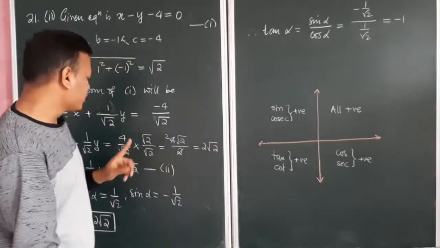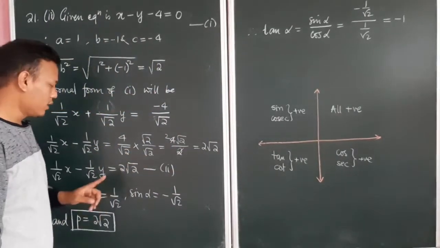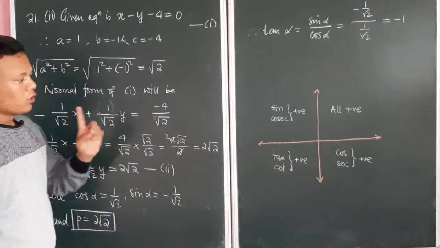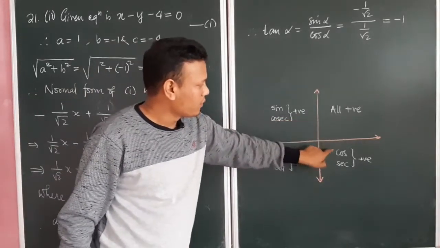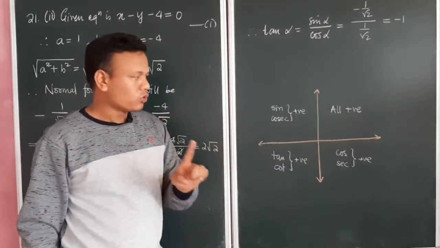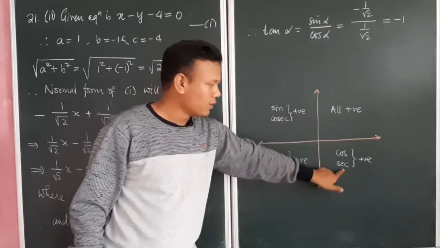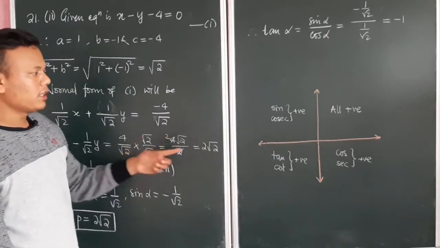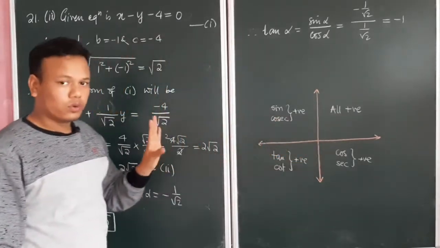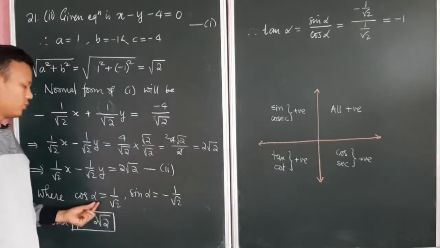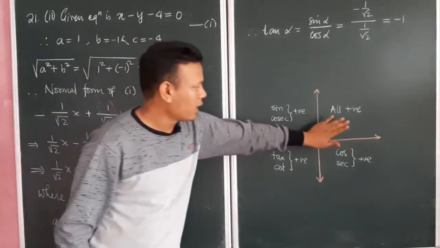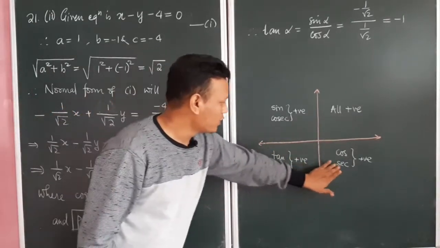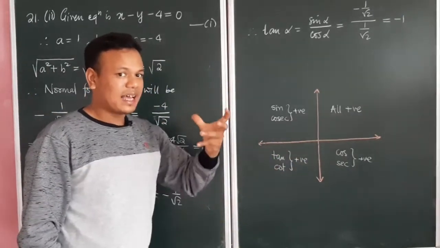Now we have to search for one angle where cos will be positive. Now cos will be positive where? Only in these two quadrants. So that means my answer has to be either in this or in this. Sine has to be negative. So sine can be negative either in this or in this. So hope you are understanding. Cos has to be positive. Yes, cos will be positive either in this or this. Sine has to be negative. Sine will be negative either in this or this. So I am getting a clash.